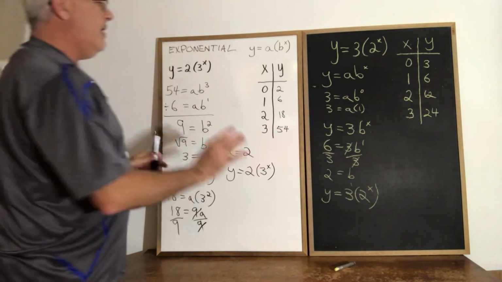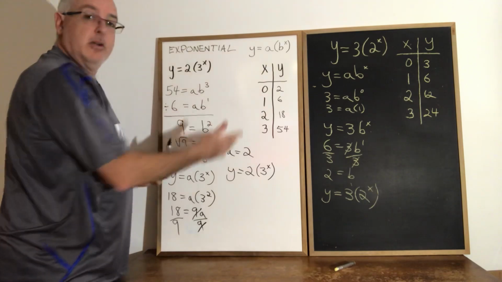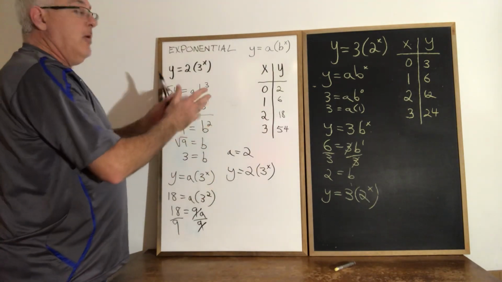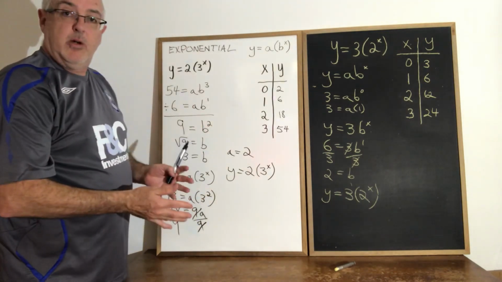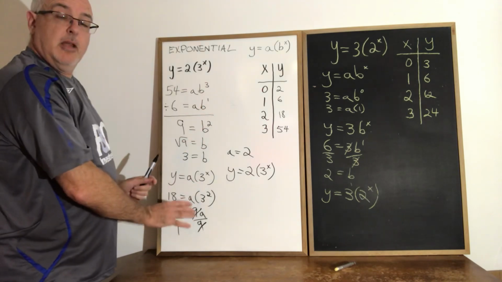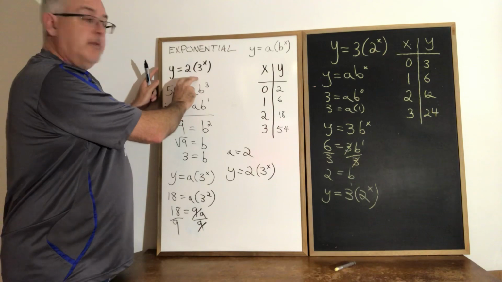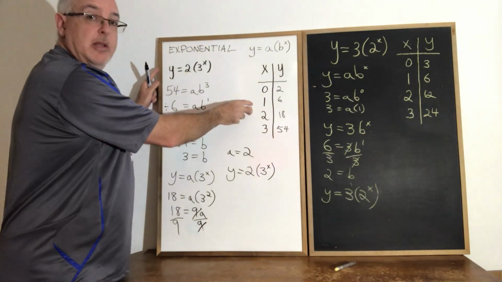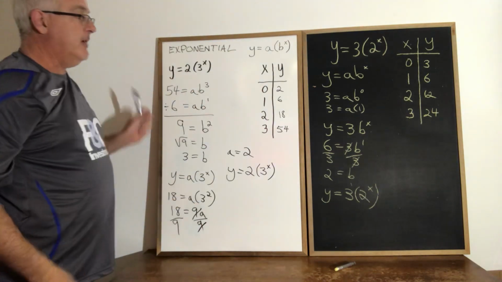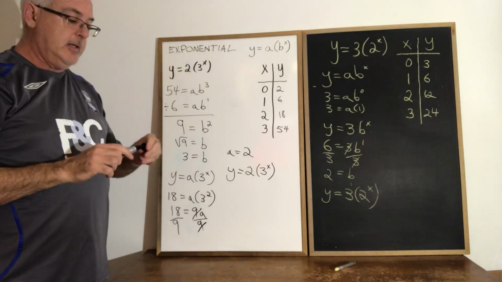So even if you haven't been given the y-intercept, even if you haven't been given the easiest points to work with, you have a process that you can use to find the equation of an exponential function, so long as you know at least 2 points from a table of values. That is today's daily dose of math.